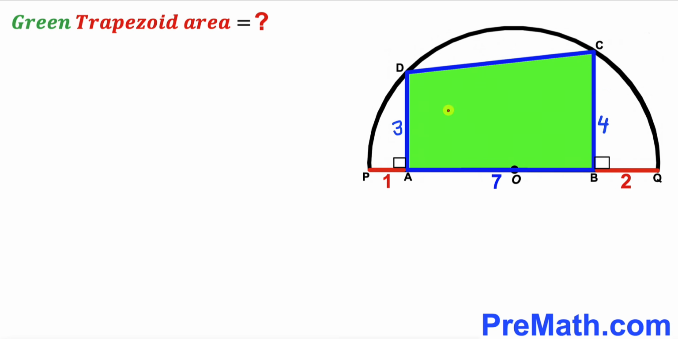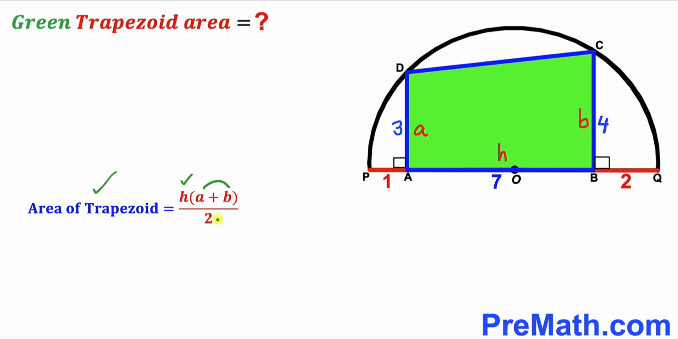And here's our final step. Now we are going to calculate the area of this green shaded trapezoid ABCD. Let's recall the area of a trapezoid formula once again. Area equals the height h times the bases a plus b all over 2. In our case, our height h value is 7, base lowercase a value is 3, and finally the base lowercase b value is 4.